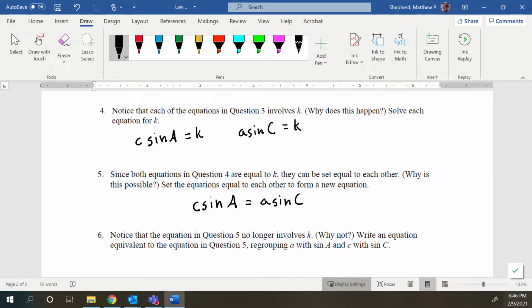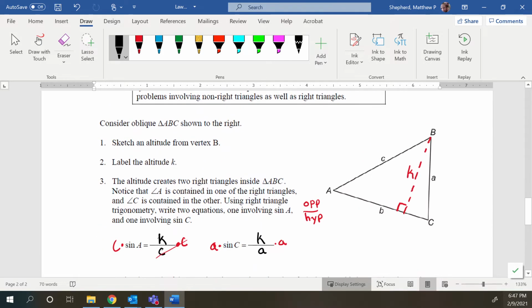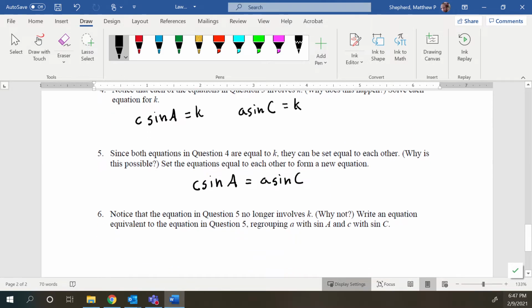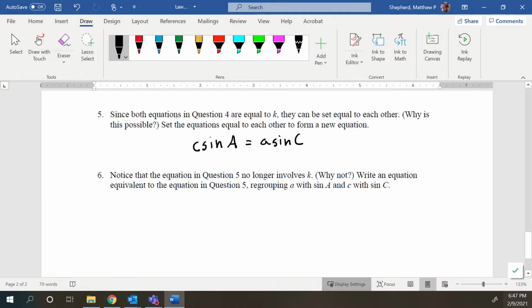Now, we're pretty much there. We've created this relationship, and notice we no longer have K. This relationship no longer is dependent upon using that right angle. It can now be used for any triangle. One thing I'm going to do is rearrange some of these to group them with similar letters. So I'm going to divide both sides by AC.